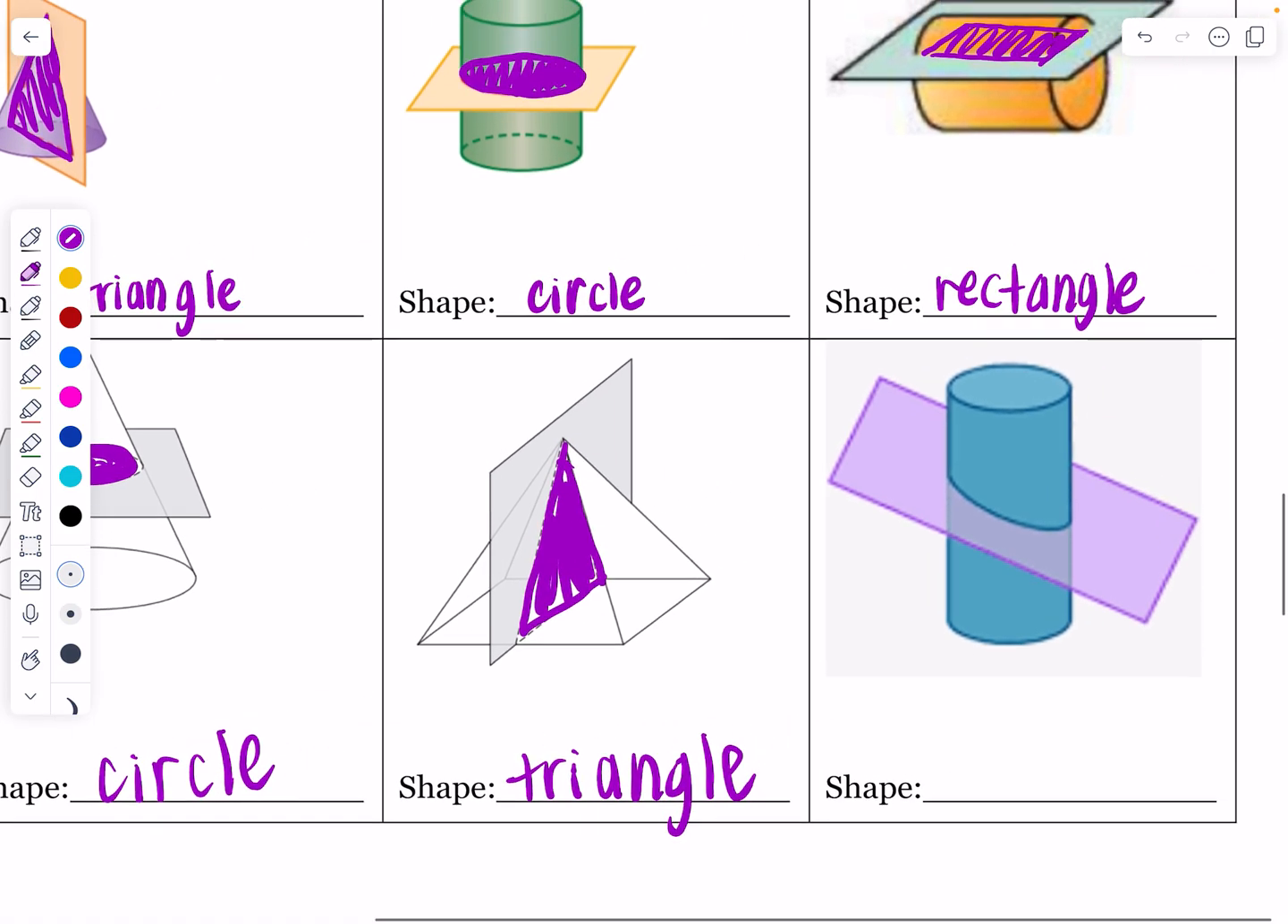And then what if we take our can of chicken noodle soup and instead of cutting it straight across like we did on this one, horizontally, what if we took that and we cut it at an angle? It's not going to be a perfect circle that's formed. What is going to be formed? It is going to be an oval. So it's going to be at an angle, so that is going to create an oval.